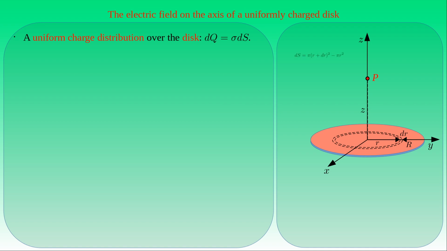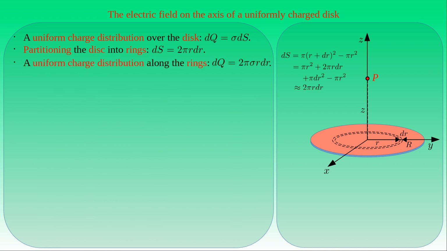That is, ds is equal to pi times the square of r plus dr, minus pi times r squared, which is equal to pi times r squared plus 2 pi times r times dr, plus pi times dr squared, minus pi times r squared. Here we can neglect the term pi times dr squared, which is second order in the infinitesimal width dr of the ring. Then we can approximate ds with the expression 2 pi times r times dr. Thus we have partitioned the disk into rings with the radius r and the width dr, which have the infinitesimal area 2 pi times r times dr. As a result, the charge element dq over each ring is given by 2 pi times the surface charge density sigma, times the radius r of the ring, times the width dr of the ring.